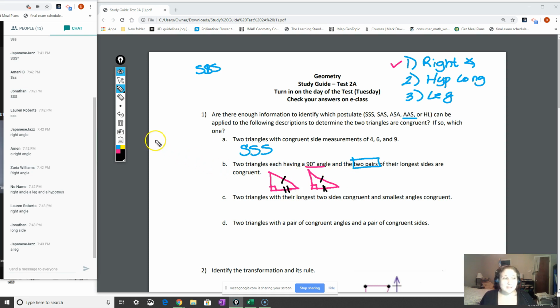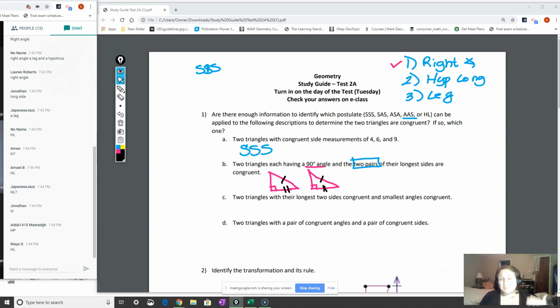So in that case, go ahead and chat box or put on your mic. What do we have going on for letter B? HL. We have one person say HL. That is correct. Be confident. HL, hypotenuse leg.